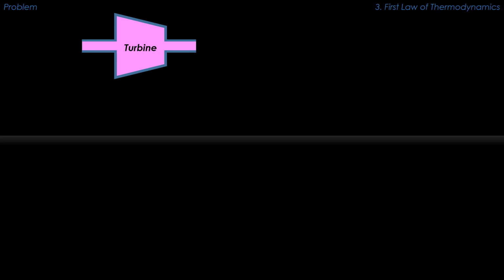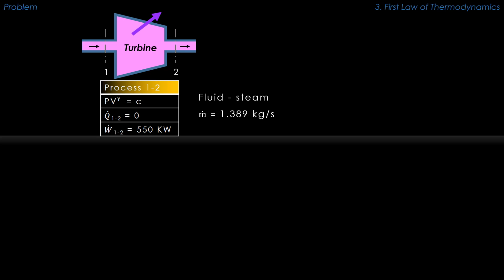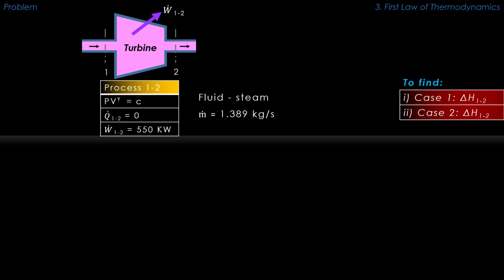So let's start with the solution. We first draw a schematic figure of a steam turbine, where the fluid, which is steam, is flowing from inlet 1 to outlet 2, with the following values of mass flow rate and energy transfer. Now, let us first consider the case 1, where the inlet and outlet condition data is as shown. So, we first start with delta H12 for case 1.